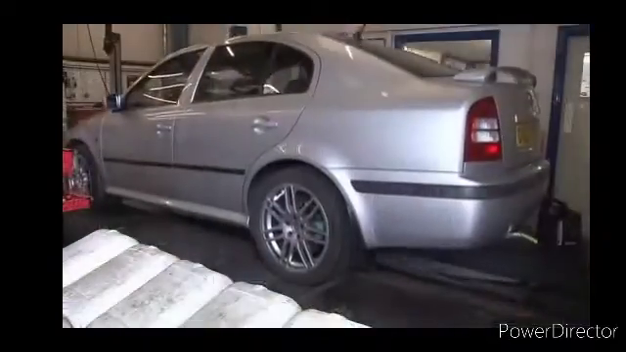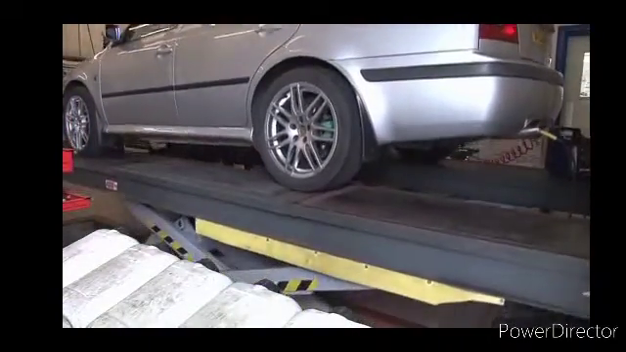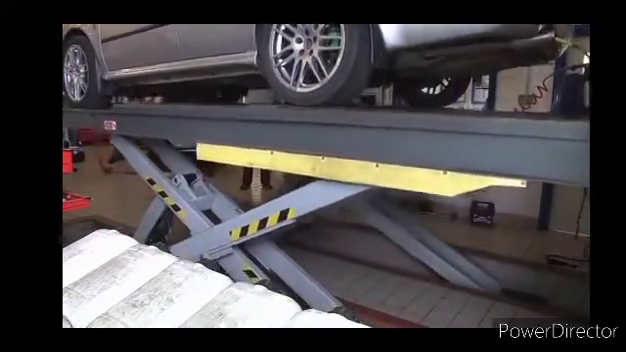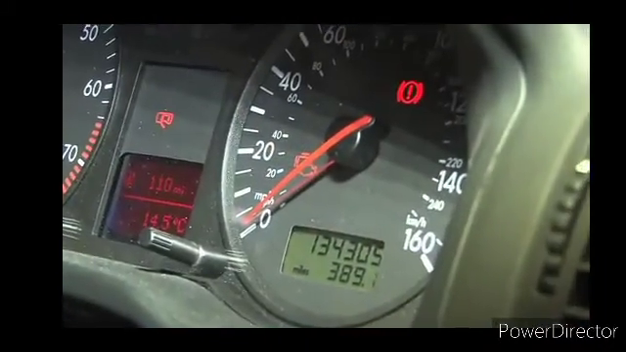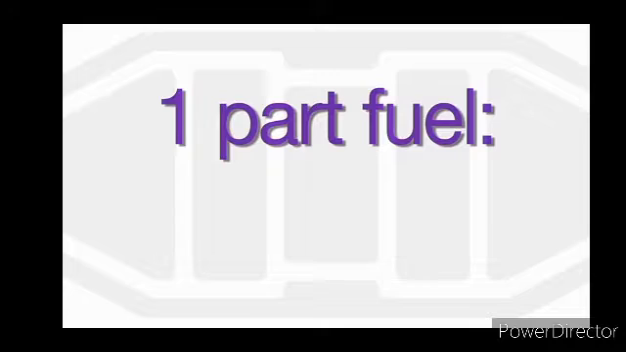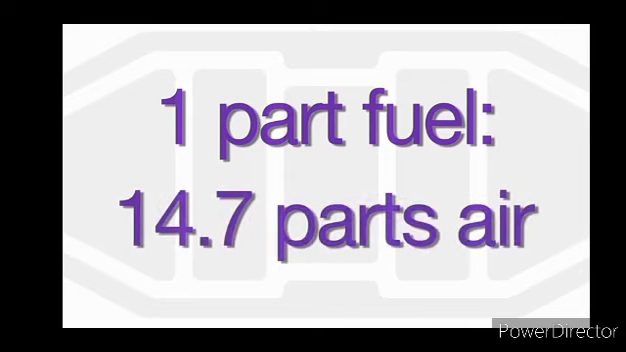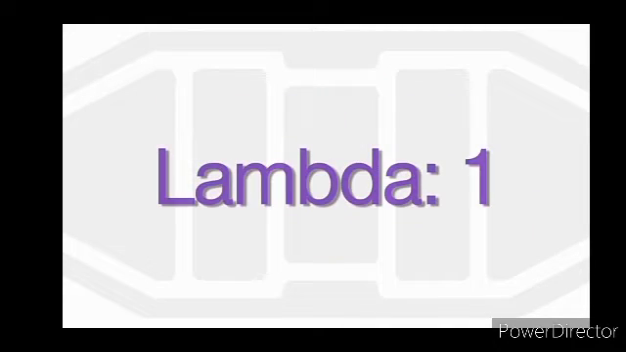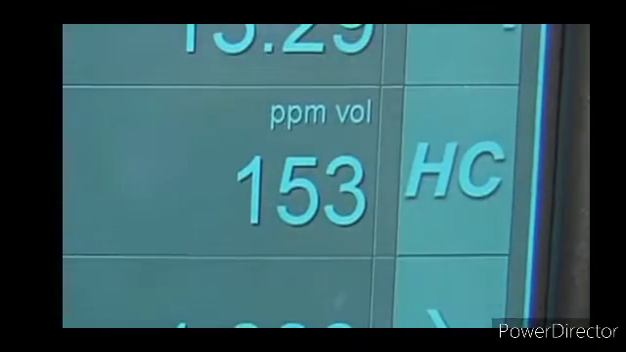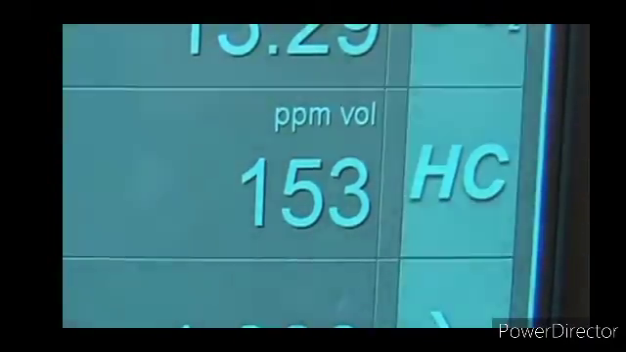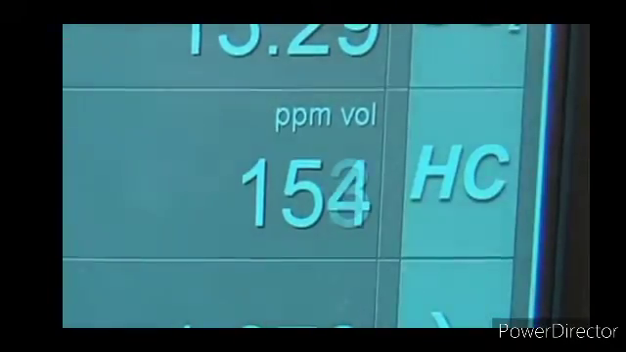On calculating this information, the ECU thinks the engine is running too lean, so it adds more fuel and attempts to achieve the fuel ratio of 1 part fuel to 14.7 parts air, and Lambda 1. Therefore, the extra fuel results in a hydrocarbon level of 153 parts per million.